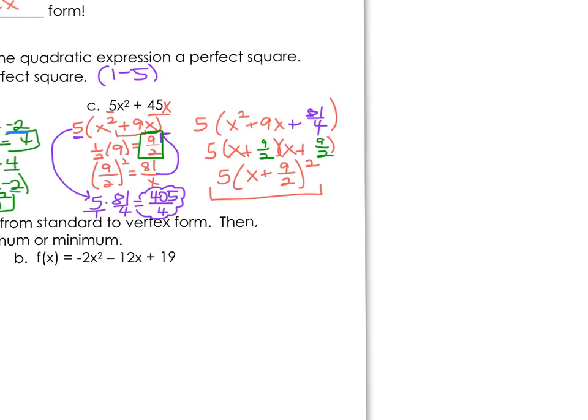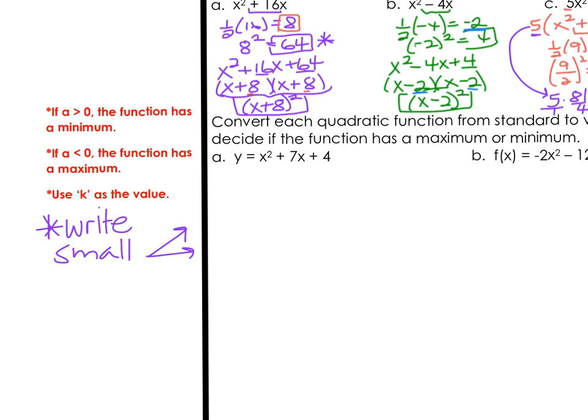Now this process is going to help us determine how to convert to vertex form from standard form, and we can use this as an alternate option for finding x-intercepts. When asked to convert from standard to vertex form and decide if your function has a maximum or minimum, we follow these rules on the left. If a is greater than 0, meaning it's a positive number, we would determine that the function has a minimum, and that would be at the vertex. If a is less than 0, meaning that the a coefficient is negative, then the function has a maximum. The vertex would be at the top. So minimum would be like the lowest point, maximum would be the highest point. As we complete the square on the right-hand side, make sure to write small in order to get everything to fit.